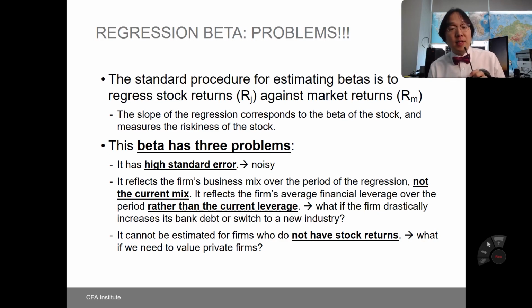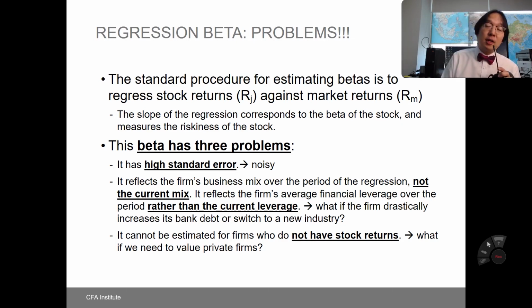Regression beta cannot be estimated for firms that do not have stock returns, for example, private companies. When you are valuing a private company that has never been traded in the stock market before, you don't have observations in the first place. How could you run a regression based on no observations? Only in your mind, only in your wildest dreams, right? No way.